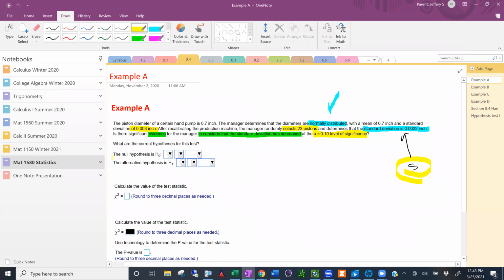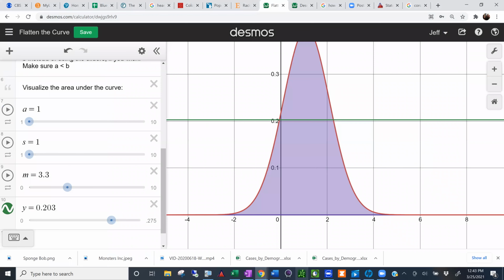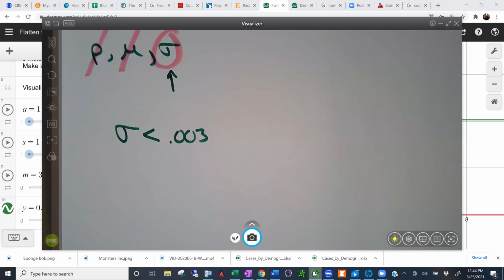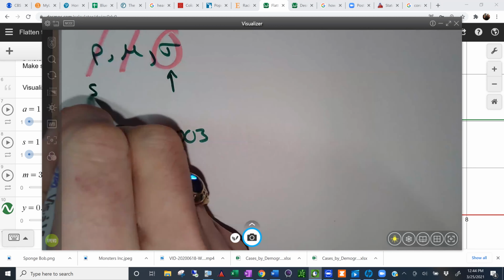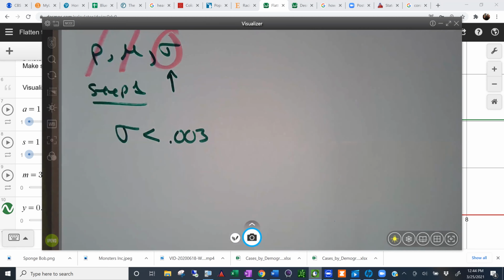It's decreased from what? What value was it that it decreased from? 0.003 inches. Well done. Thank you so much, Don. Yes, it decreased from what it was, which was 0.003 inches. Perfect. So that's our original claim here. Is that going to be part of the null or alternative hypothesis? That's the alternative. Good. That's your alternative hypothesis.